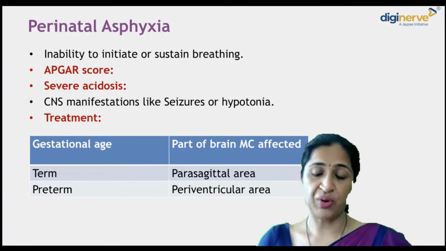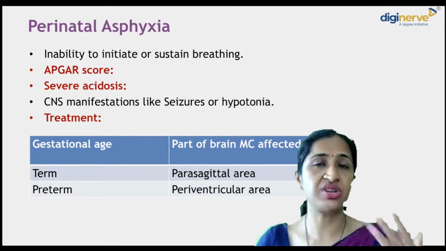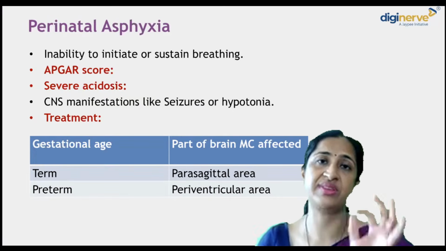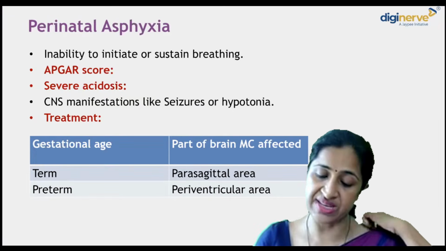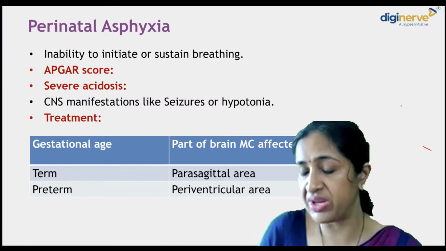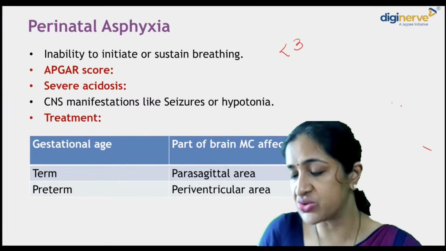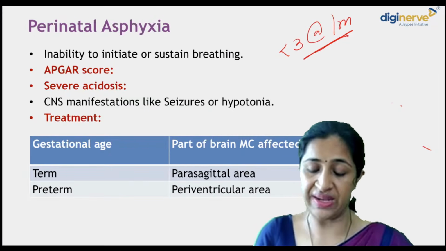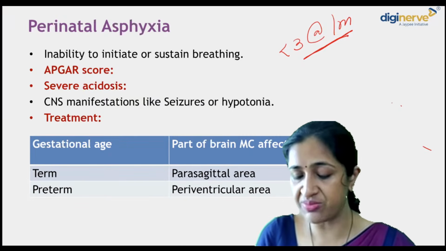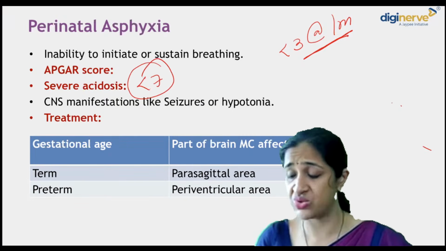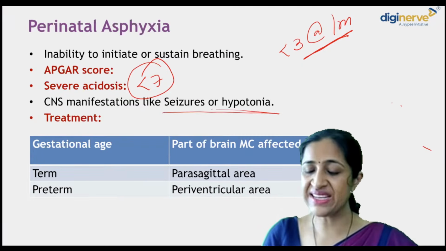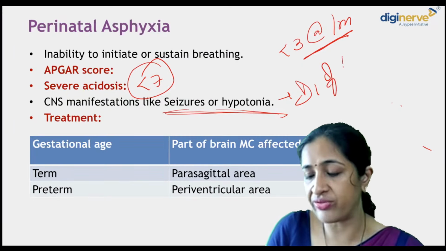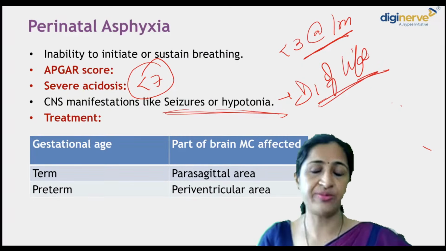Perinatal asphyxia, important, where the child cannot initiate or sustain good breathing in the initial extrauterine life. This is the definition of perinatal asphyxia. So what should the APGAR score be to say severe asphyxia? If the APGAR score is less than 3 at 1 minute of age, it is called severe perinatal asphyxia. Severe acidosis if pH is less than 7. Very scary situation, honestly. CNS manifestations like seizures, hypotonia, especially occurring on day 1 of life. All these are suggestive of perinatal asphyxia.